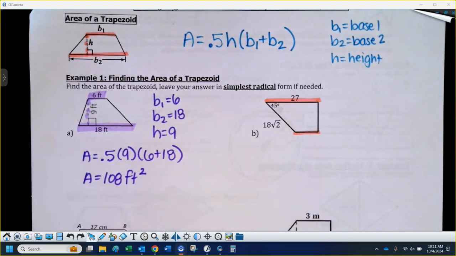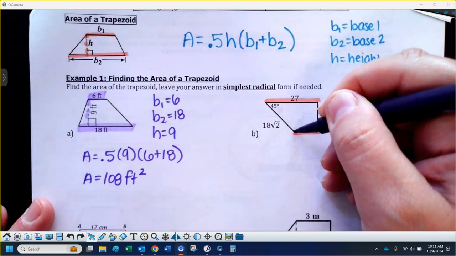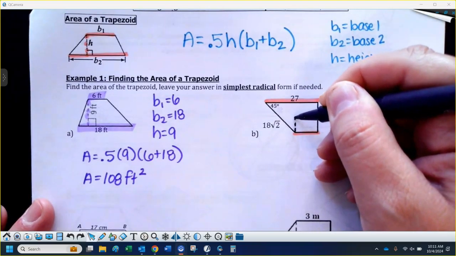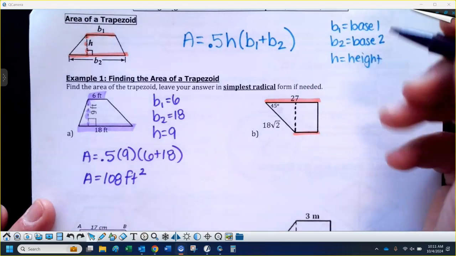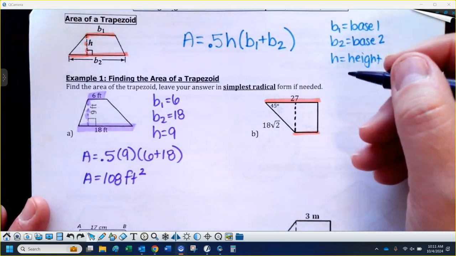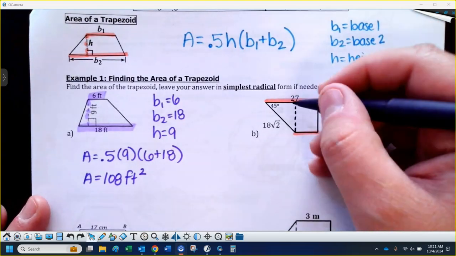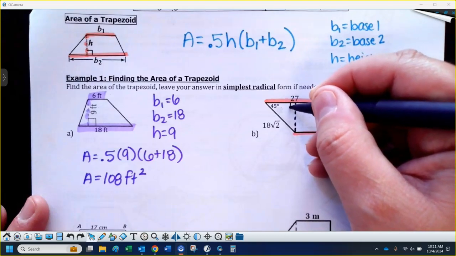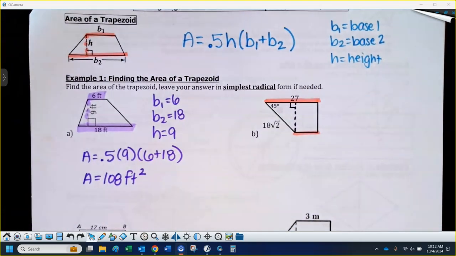Do you see the little 45-degree angle in that corner? If you see that, they're trying to get you to use a 45, 45, 90. So from this little vertex, I'm going to do my best to draw a vertical line straight up here. Some of these diagrams are not to scale at all, so the numbers might not be as long as the side looks. I'm going to pretend that height is right there.